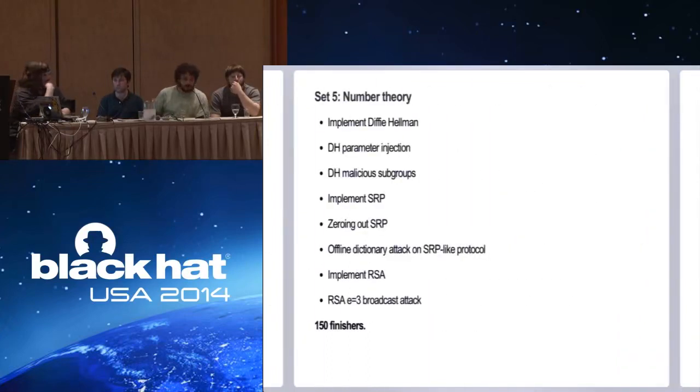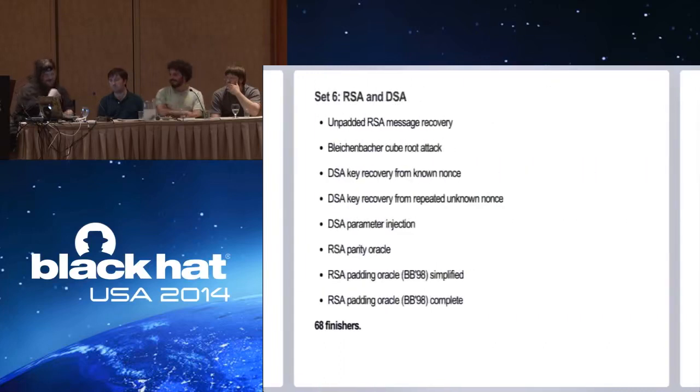So then set 5, we finally introduced public key cryptography. We do Diffie-Hellman, SRP, and then some cool RSA attacks down there. That's not a very cool RSA attack. It's a pretty weak RSA attack.